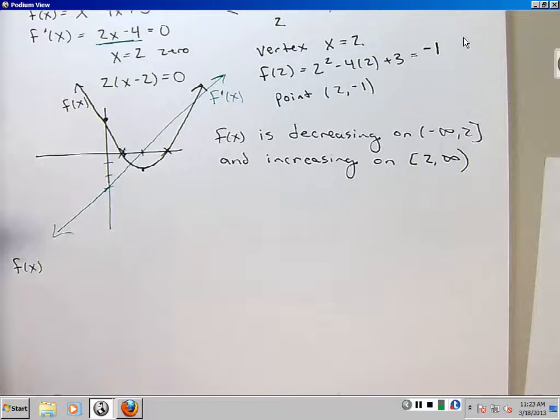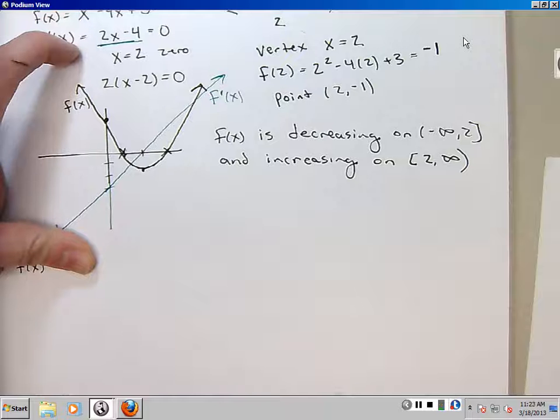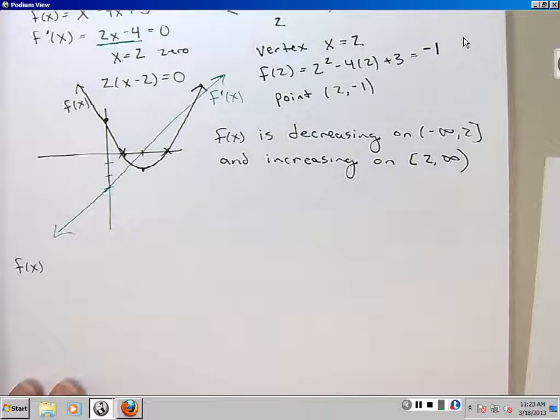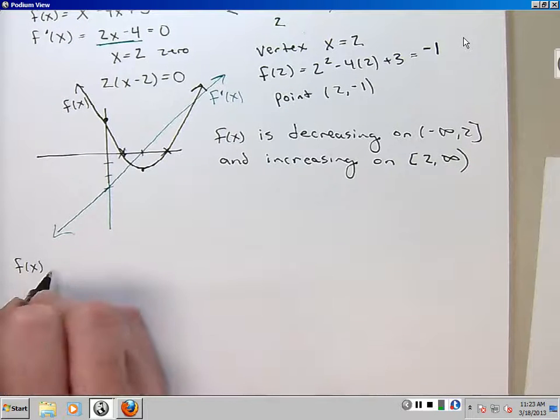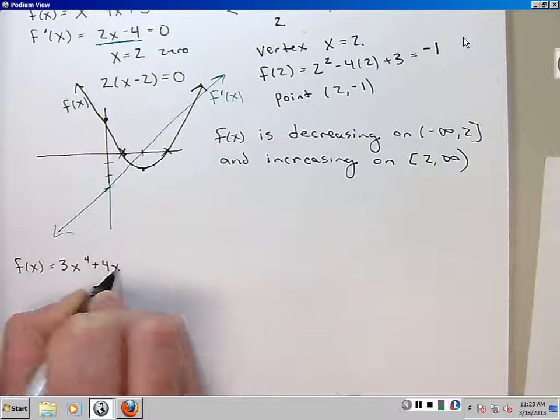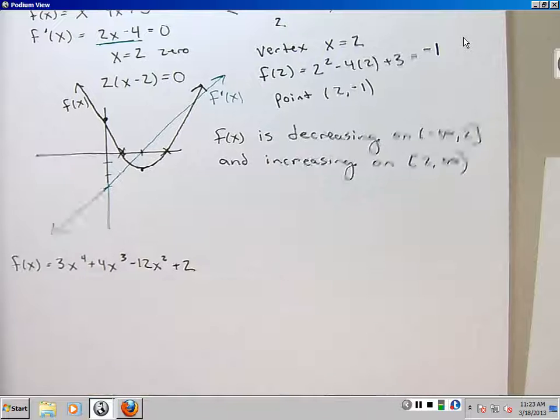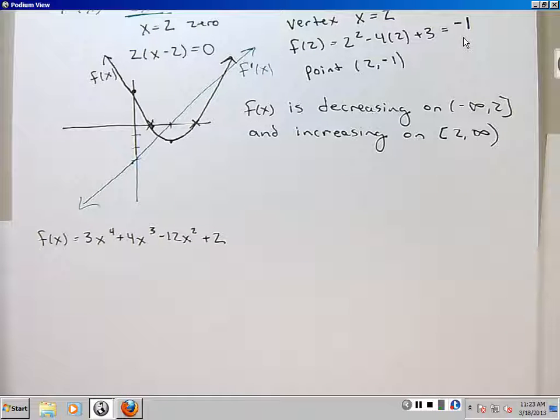So in a quadratic, our derivative is linear, and it's really easy to solve a linear equation. In this example, we're going to look at a 4th degree polynomial. So we have 3x to the 4th plus 4x cubed minus 12x squared plus 2. And I want to get some information: where it's increasing and where it's decreasing.